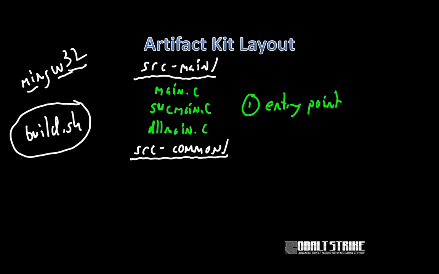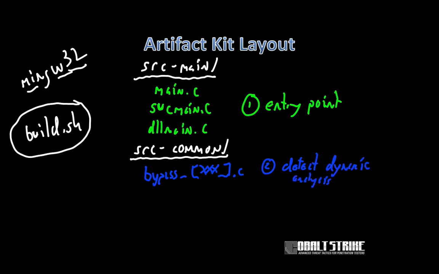The next one we have for each artifact kit option is a C file that is bypass something.c. And what this is responsible for is taking steps to defeat the dynamic analysis. So this is where your AV sandbox bypass steps come into play, in this particular file. And so there's a few different strategies that are in the artifact kit.